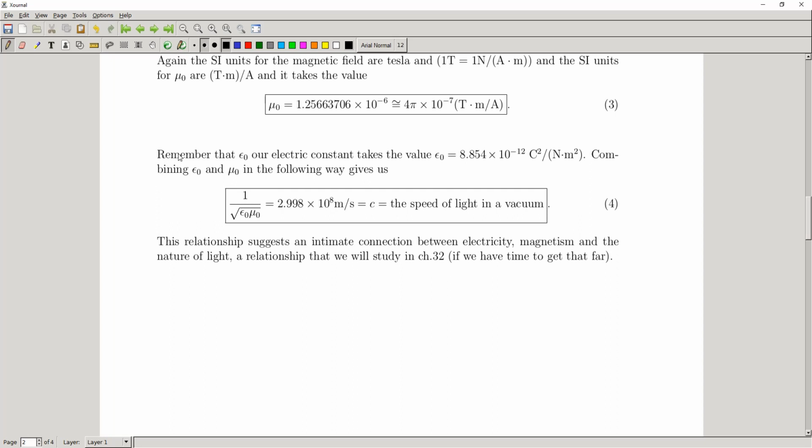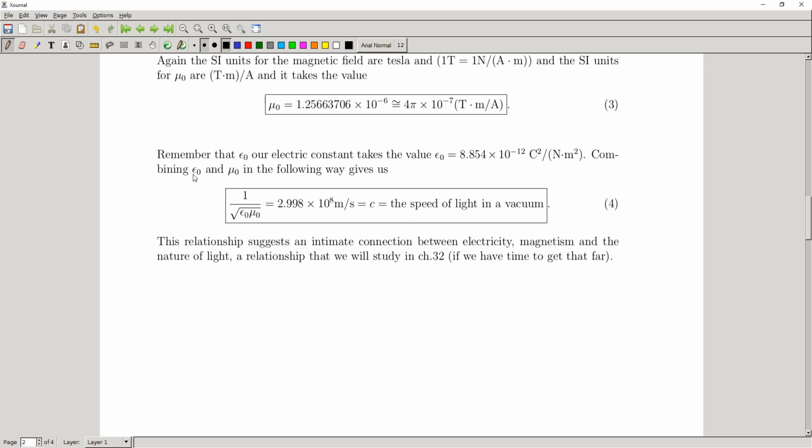So let's remember from our work in chapter 21 that our electric constant epsilon naught takes this value here, 8.854 times 10 to the negative 12 coulomb squared per Newton meter squared. Okay. If we combine them, and I know right now we have no good reason to want to combine them, but let's say we did.